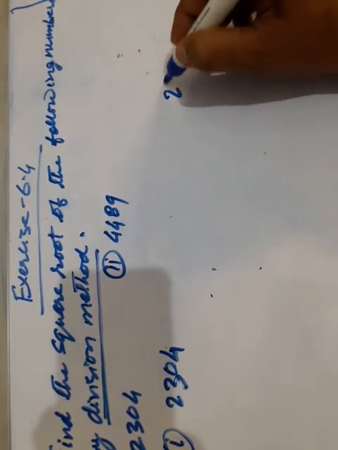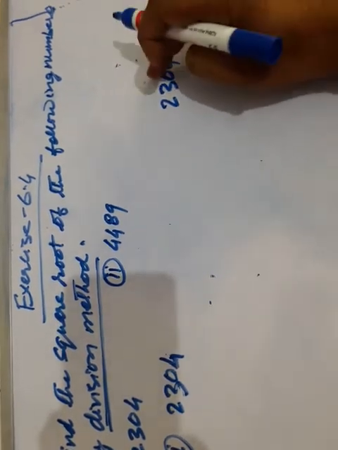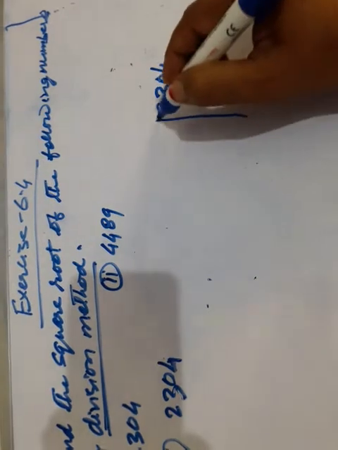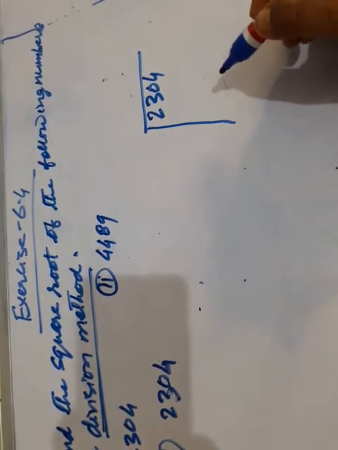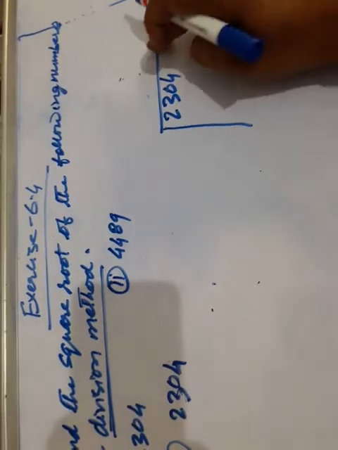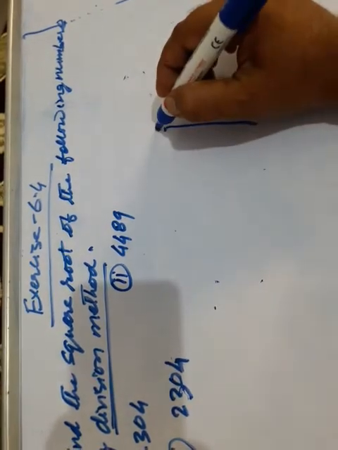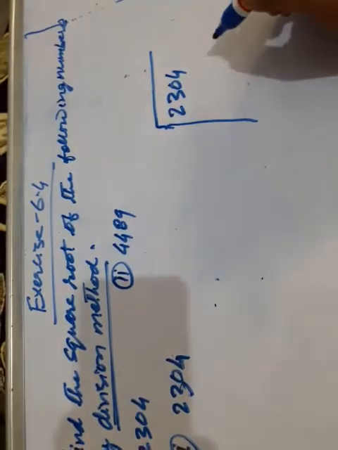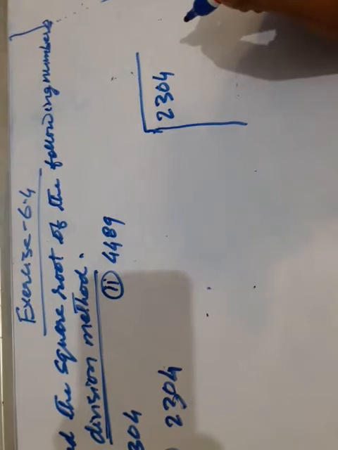Write down 2304, in this way, and make the structure of the division method. It is just like division. Here, children, the most important thing is making pairs and putting bars. Okay children, how to make pairs?